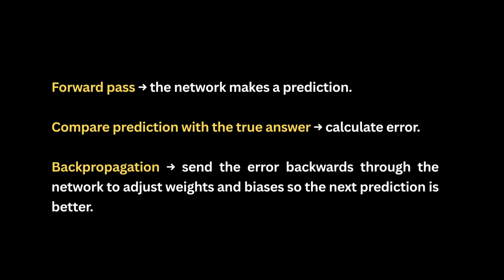Now, how can we achieve that? We will achieve that by using backward propagation. So what does backward propagation do? It sends the error backwards through the network to adjust its weights and biases, so the next prediction is better than the current one. The target is to reduce the loss or error as much as possible.